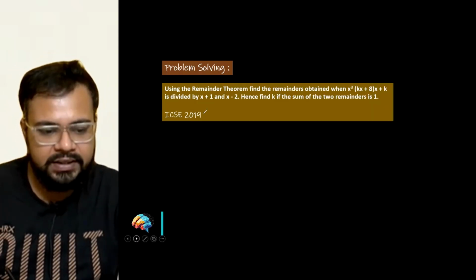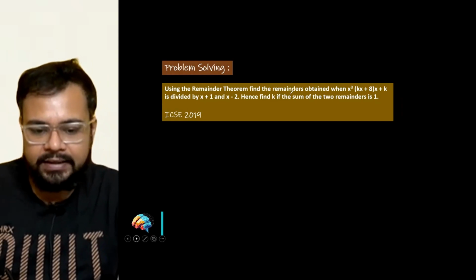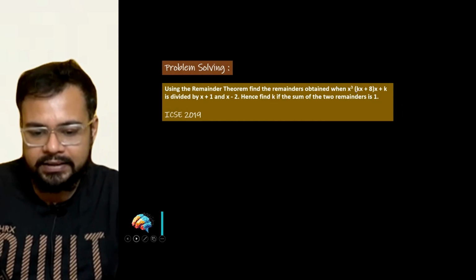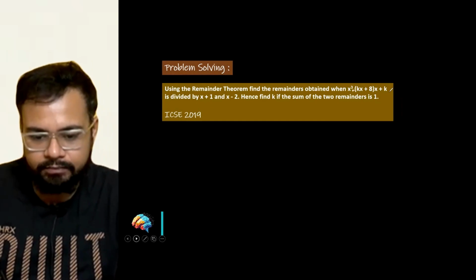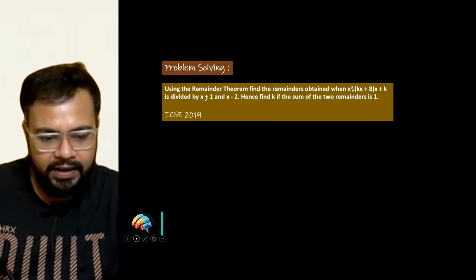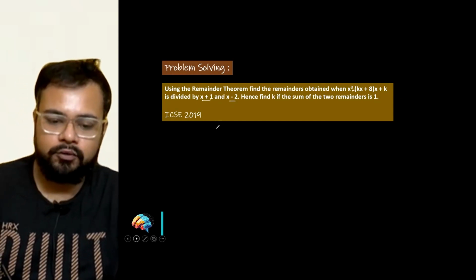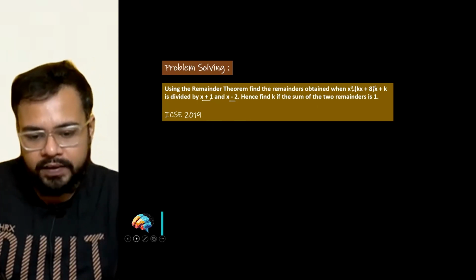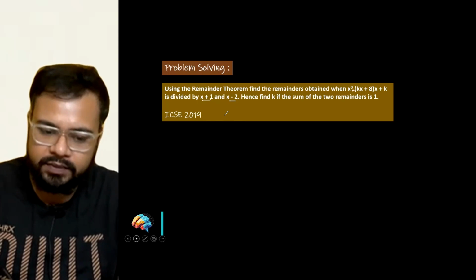Okay, from ICSE 2019, it says: find the remainders obtained when this polynomial x cube plus kx plus 8x plus k is divided by x plus 1 and x minus 2. I'll just give you a hint for this problem because we have already done one of such problems previously.